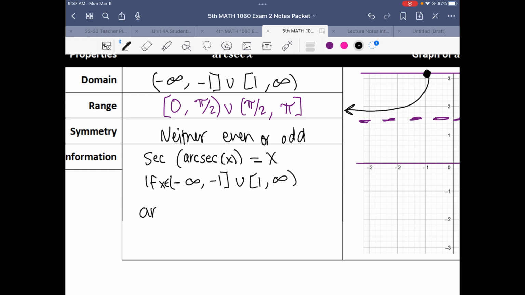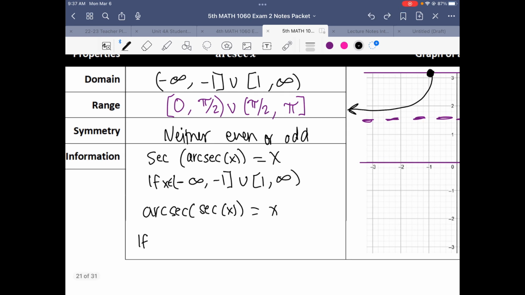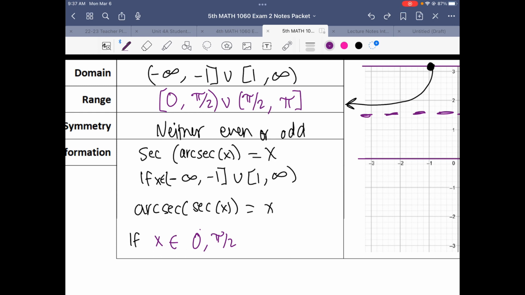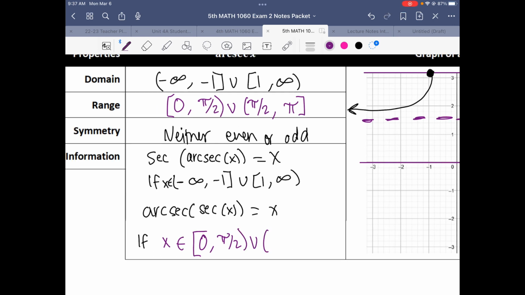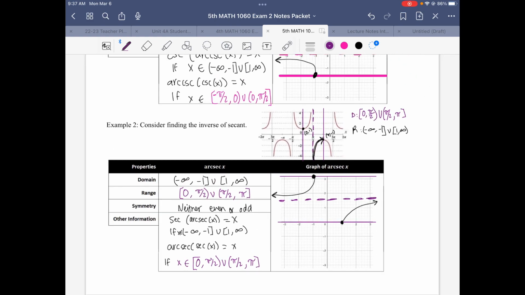And then same here, the arcsecant of the secant of x would equal x only if it exists. So for secant, the inside has to exist. So this would be if x is between 0 and pi, not including pi halves. And there you have it.